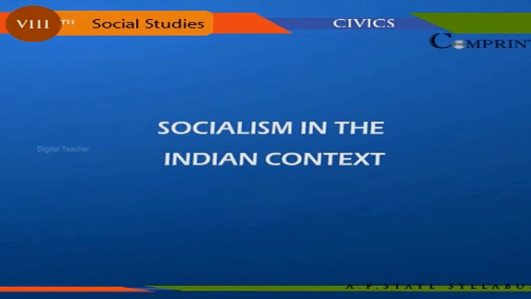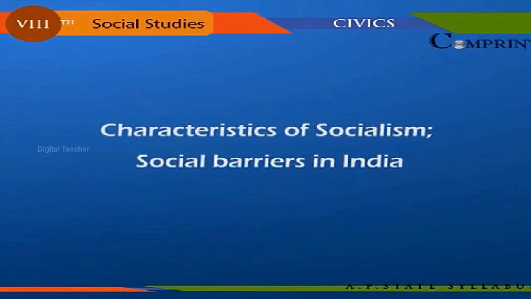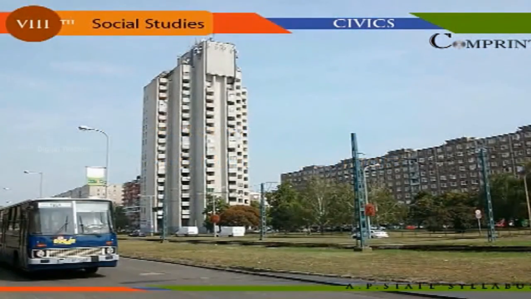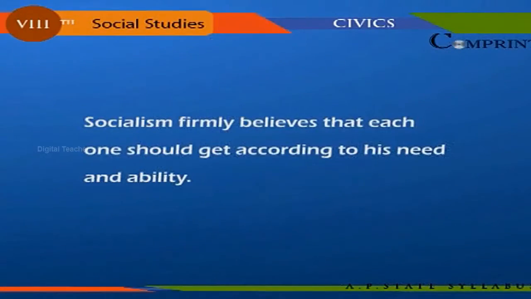Socialism in the Indian context. Characteristics of socialism. Social barriers in India. Socialism gives much importance to freedom, equality, justice, classless society, mutual cooperation, etc. Socialism firmly believes that each one should get according to his need and ability.